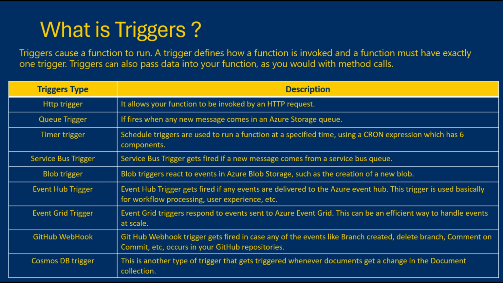Event grid trigger responds when an event is sent to event grid. Next type is the GitHub webhook trigger. It gets fired in case any Git operation is performed, like creation of a branch, deletion of a branch, and committing any changes to a Git repository. Cosmos DB is another type of trigger which helps to invoke when a document changes in a document collection.